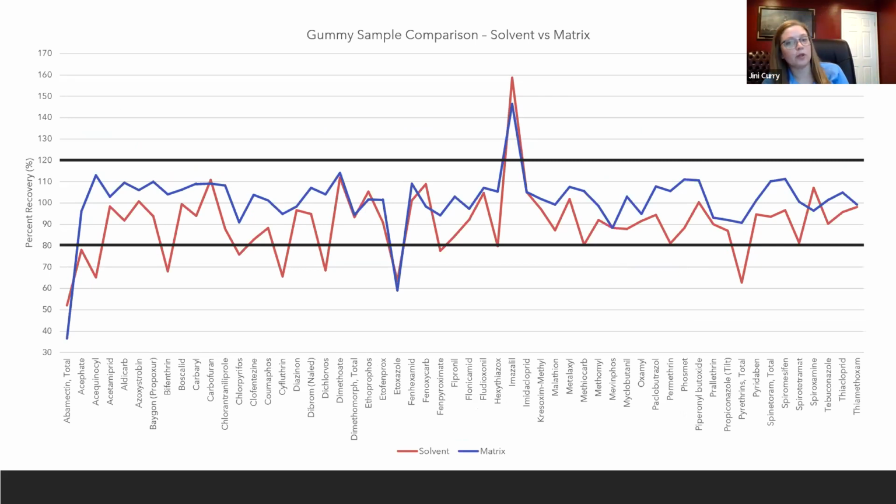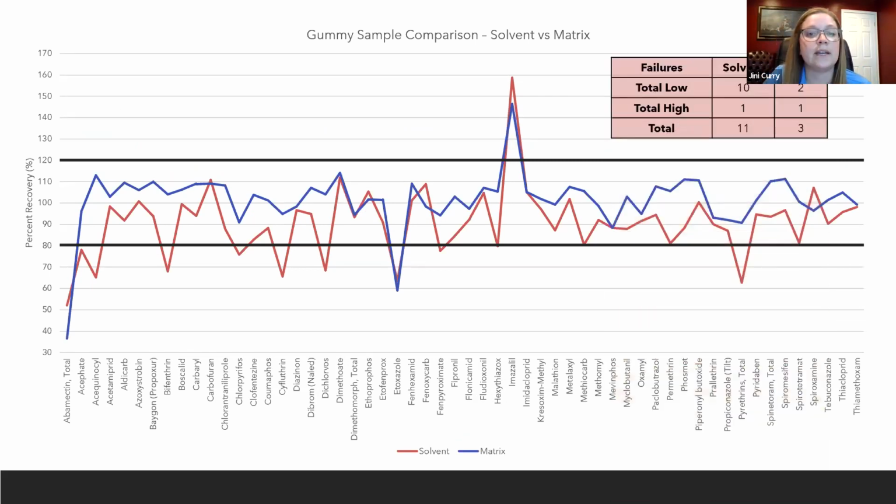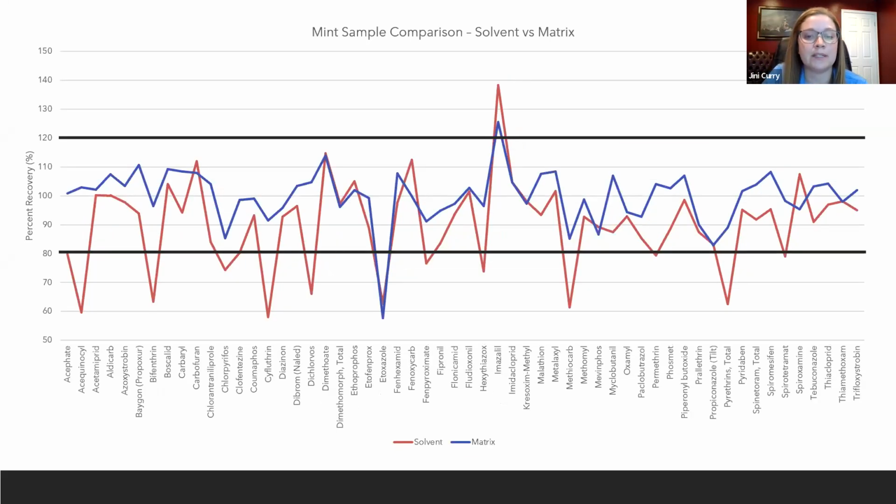Similar, this is the gummy sample. So in this, we were seeing 10 total failures low in solvent. We're only seeing 2 now once we calibrate in matrix. We were seeing 1 failure high and still 1 failure high. It's an analyte that recovers weird. So that's another thing we're going to talk about a little bit later about some of those pesky analytes and how to ensure you're quantifying those correctly. So again, taking those failures from 11 to 3 is a pretty large reduction in the number of failures whenever you're spiking.